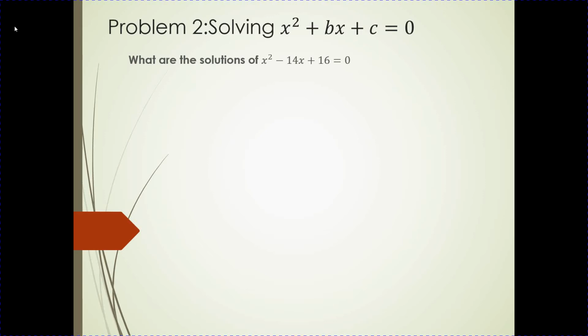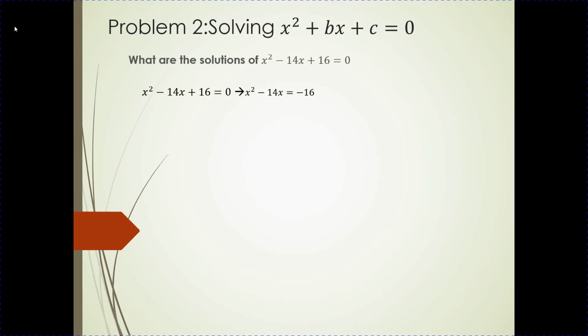First, we have to eliminate 16 from the left side. So to do that, subtract 16 from each side. Therefore, it becomes x squared minus 14x is equal to negative 16. Then x squared minus 14x is a quadratic expression, therefore I have to make it a perfect square. So in order to make it a perfect square, I will apply the concept that we practiced earlier. That means we have to find the value of c.